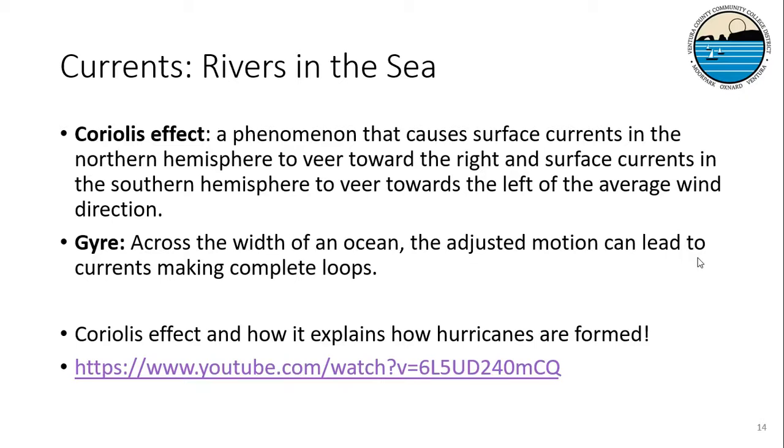So if you think about how wind moves in a direction, say the wind is trying to go from south to north, for example, we can represent that as a vector. The Earth is spinning, and so the vector then spins with it, and that's in essence the Coriolis effect. So we also have a gyre, which is across the width of an ocean, where the adjusted motion can lead to currents making complete loops, and we see these types of things with massive storm systems like hurricanes.